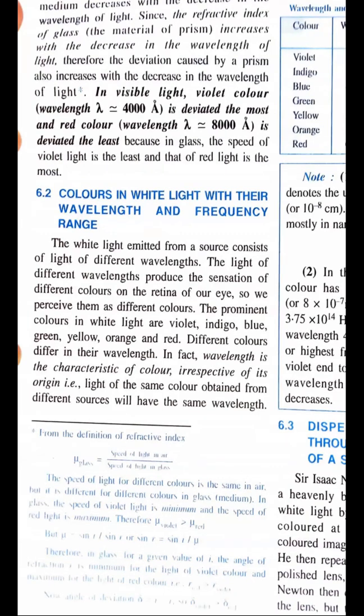Just mark whatever I am marking. This part. For a given value of i, angle of refraction is minimum for violet color and maximum for red color. Now angle of deviation, this part. Clear? Yes, sir. This can come in MCQs.